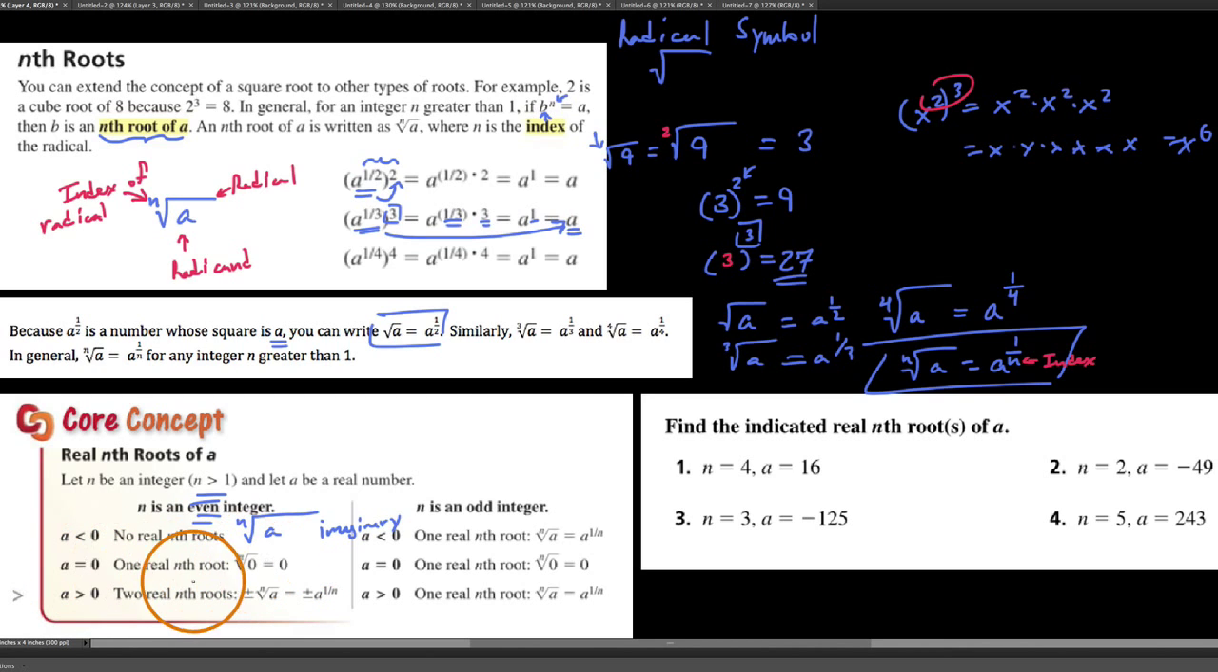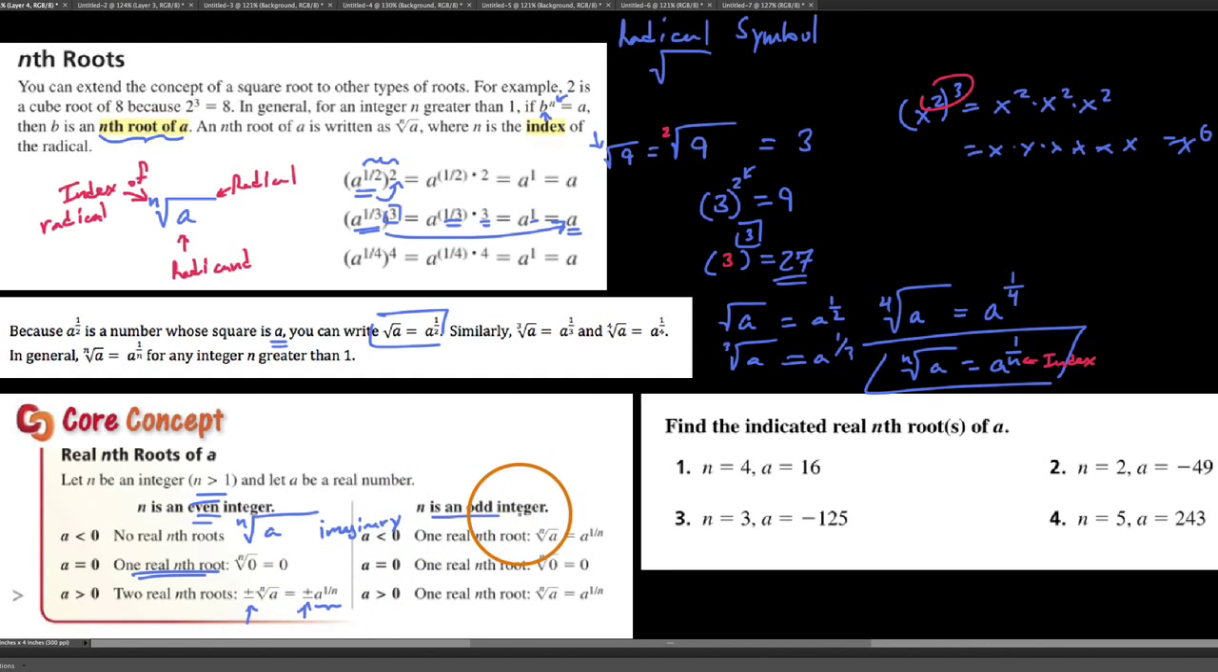Now, what if we're taking the nth root of 0? Well, we just get 0, one real root, and it's just 0. But if we take the nth root, where n is even, of a positive number, then what we get is that plus or minus that we see out front. So plus or minus the nth root of a, or another way to write this is plus or minus a to the 1/n, where that is the nth root of a.